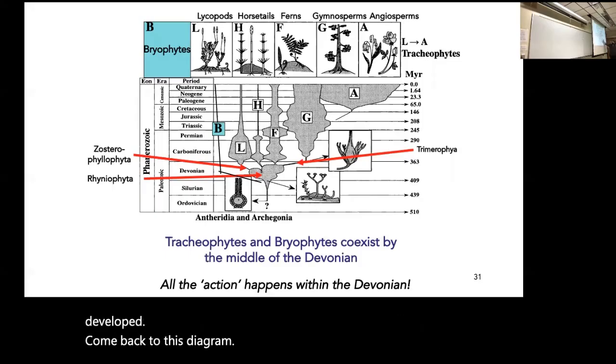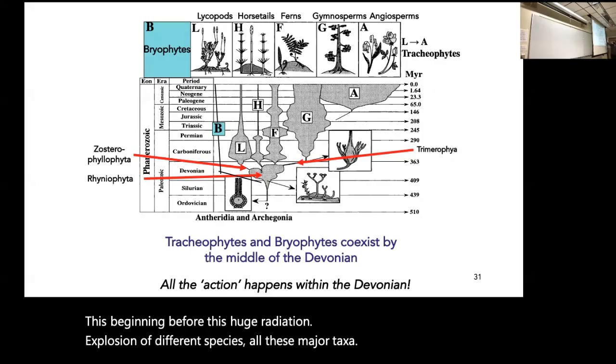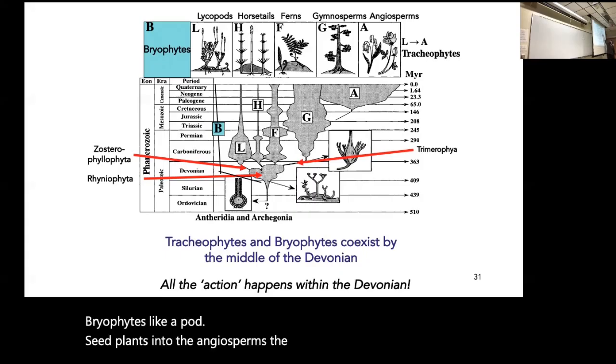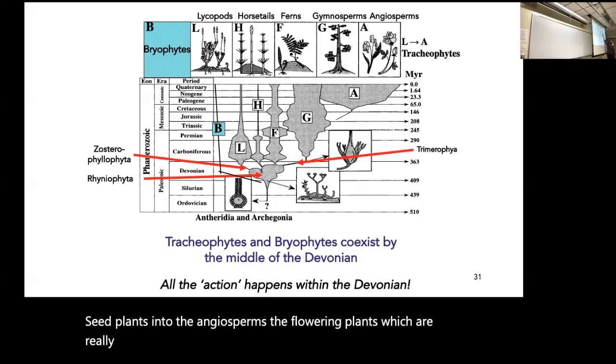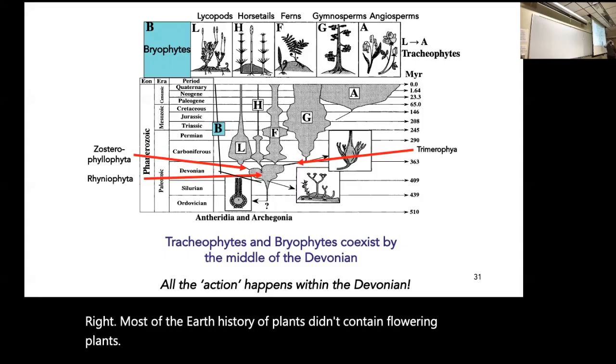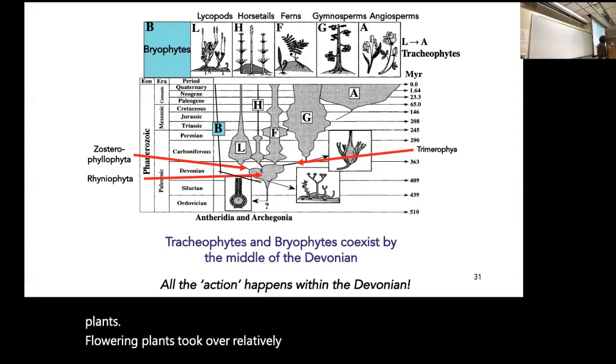Okay. So we're really focused right here. This is the beginning, before this huge radiation and explosion of different species, all these major taxa. Bryophytes, lycopods, seed plants into the angiosperms, the flowering plants, which are really late to the game. Right? Most of the Earth history of plants didn't contain flowering plants. Flowering plants took over relatively recently.